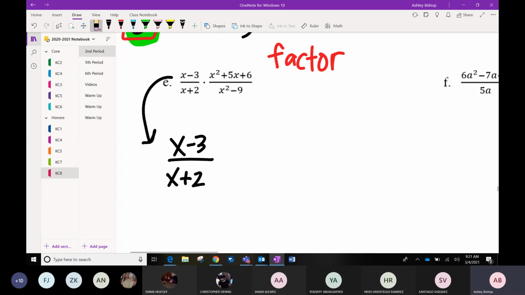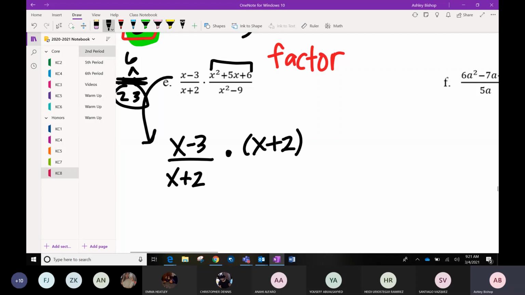And now I need to factor these. Now, when I have three terms, I need to find the factors of 6 that add to 5. Well, the factors of 6 are 1 and 6 and 2 and 3. The ones that will add to 5, where everything is positive, will only be 2 and 3. 6 plus 1 will only give me 7. So I want 2 and 3. So x plus 2, x plus 3.